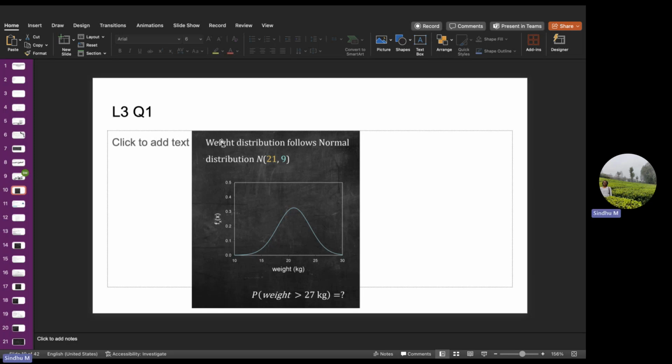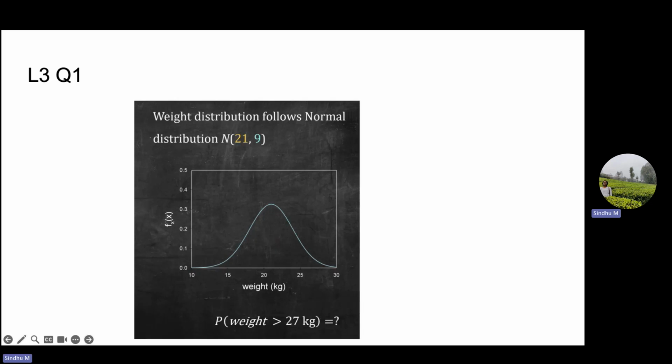This problem is based on the normal distribution. Given this graph, they are giving a normal distribution of 21, 9, meaning 21 is the mean and 9 is the standard deviation. From this we have to find the probability of weight greater than 27 kg. You can take a couple of minutes to solve this and then we can discuss it.